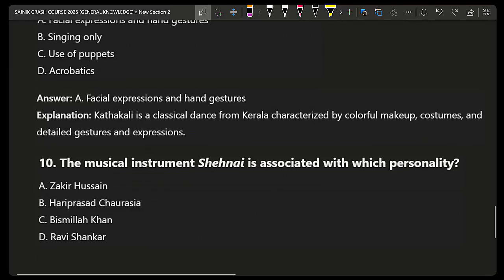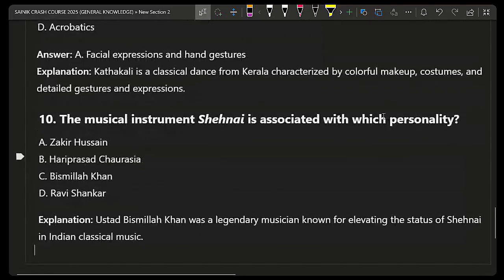Only four students gave the correct answer. Bismillah Khan is the correct answer. Ustad Bismillah Khan was a legendary musician known for elevating the status of Shehnai in Indian classical music. So he is associated with Shehnai. Who is it? Ustad Bismillah Khan. Next question.